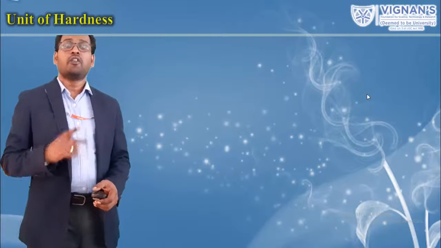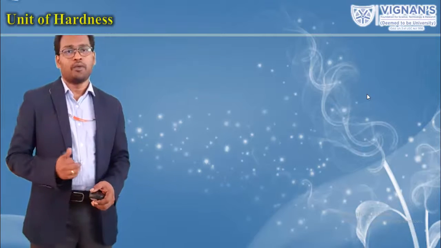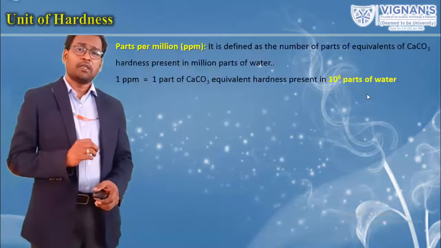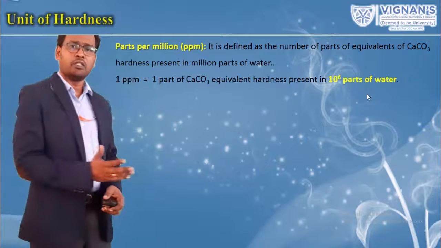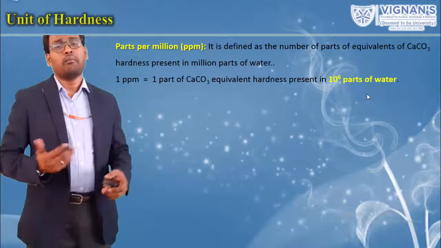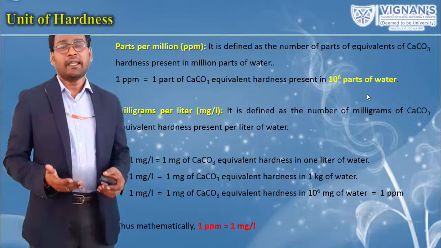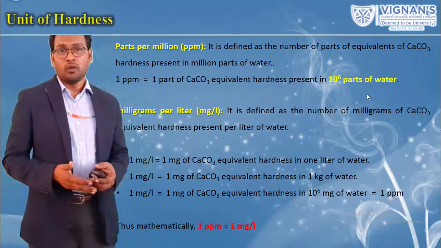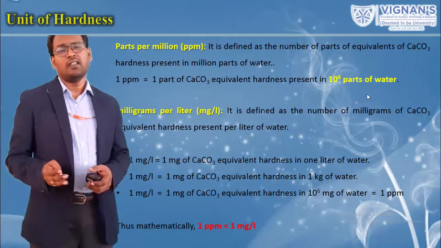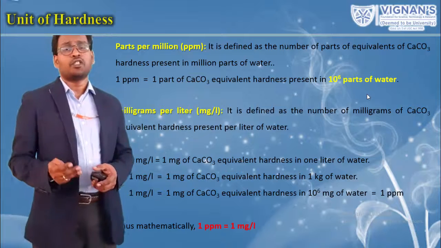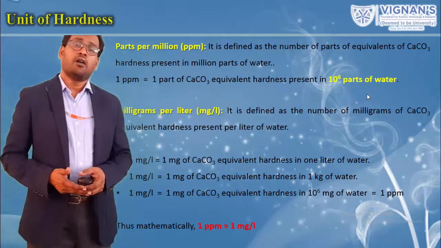Moving on to the next one, which is a very simple one. How to express it? Different units have been proposed. The most commonly used ones are parts per million, milligrams per liter, or milliequivalents per liter. These three are the most commonly used units to express the hardness of a sample.